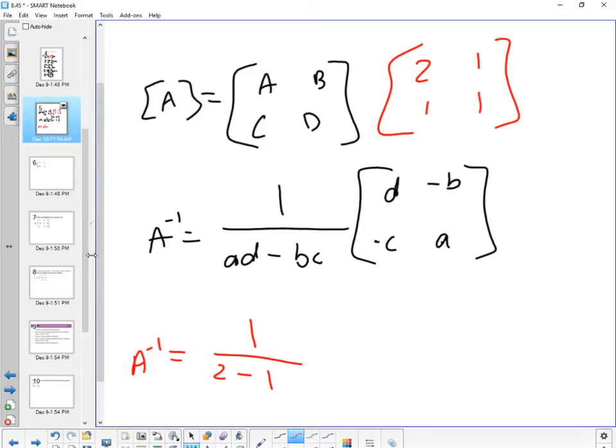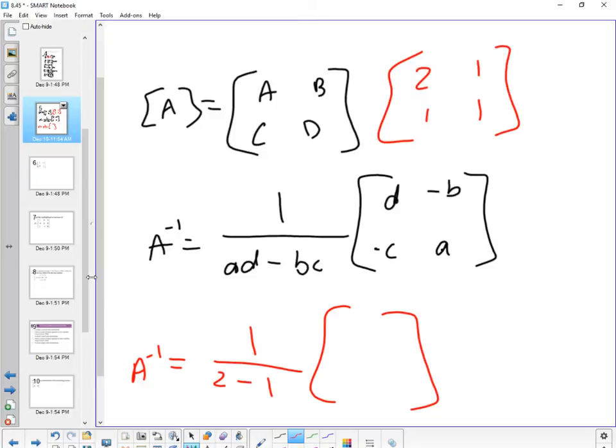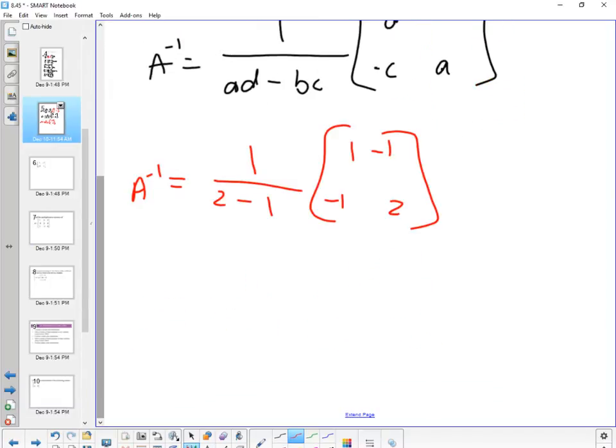So this is going to end up being multiplied by some matrix. I'm not going to worry about that. Actually, we could do it now. D is going to go in this position, which is a 1. C is a 1, so now we want it to be a negative 1. A is a 2, that's going to go here. And B is a 1, that's going to be a negative 1, that goes there. Okay? So my inverse is 1 over 1. So 1 times that, this is my inverse matrix. I'm done.